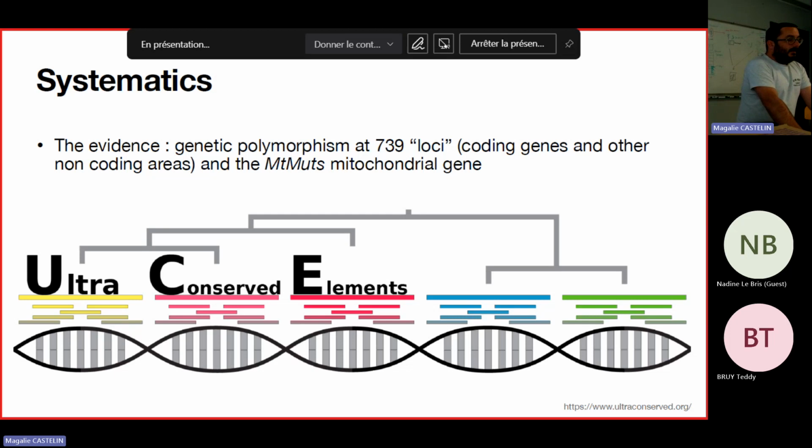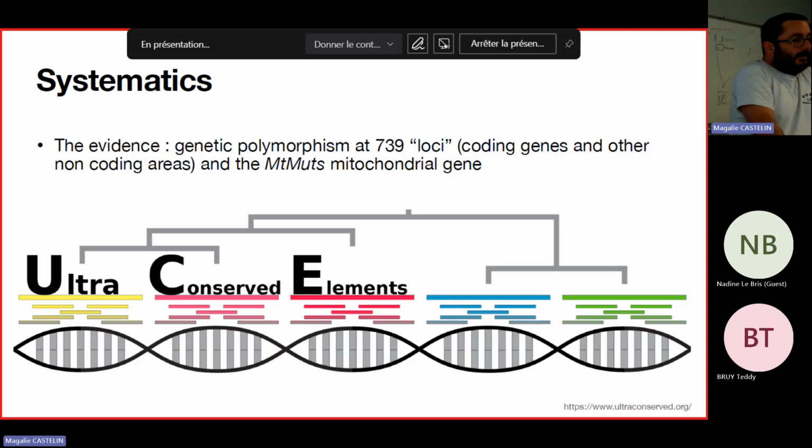Why? Because they used a relatively new technique. It's about 7 years old, that targets areas of the genome that are highly conserved throughout the amniotes. So a very large taxonomic group. And these loci are not necessarily genes that encode proteins. Most of them are non-coding, so they're probably regulatory elements. And you can find them in many, many animals. And looking at the polymorphism on the DNA, when you go farther from the conserved core of these elements, this genetic polymorphism gives you information about the phylogenetic relationships among taxa.